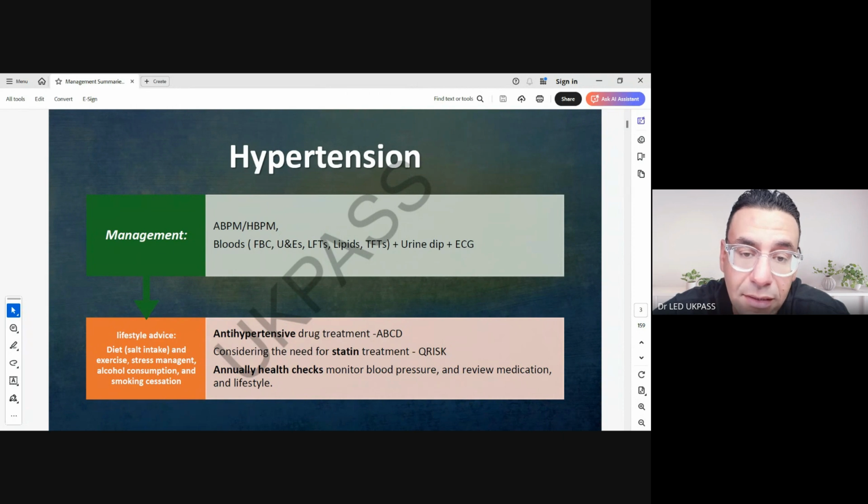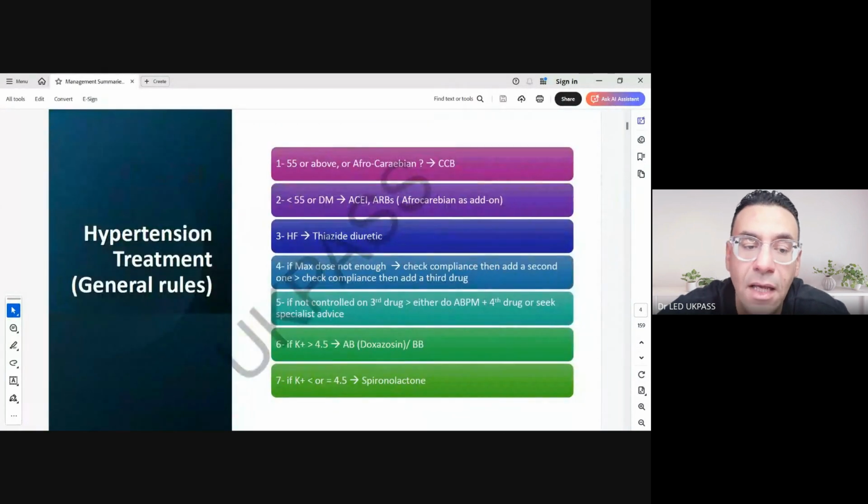Now, dietary advice, lifestyle advice. It's very important because many patients tend to add salt to their diet, and they need to cut that down. If a patient smokes, they need to stop smoking. If they drink alcohol, they need to cut down. Of course, very important, if they are overweight or obese, they need to lose weight. We are moving into our next bit, which is hypertension general rules.